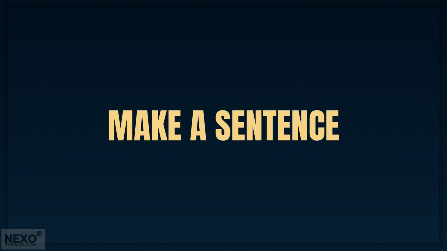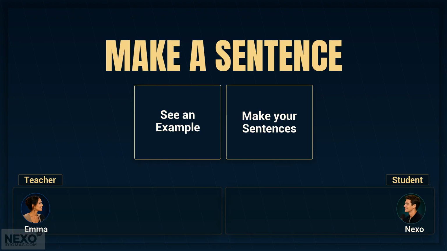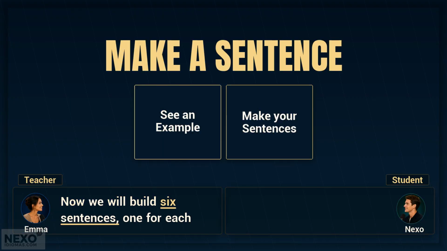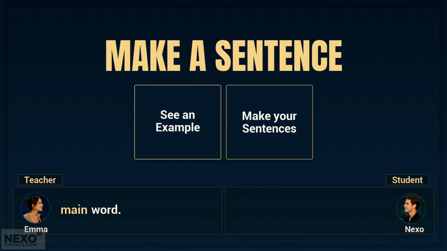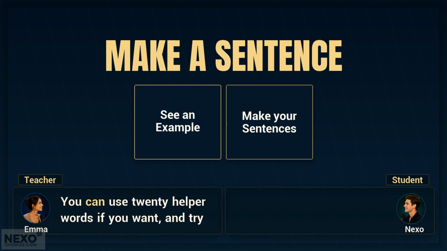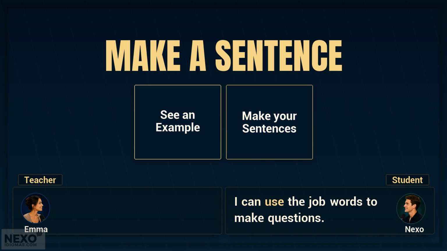Make a sentence. Now, we will build 6 sentences, one for each main word. You can use 20 helper words if you want, and try to use present simple questions. I can use the job words to make questions.